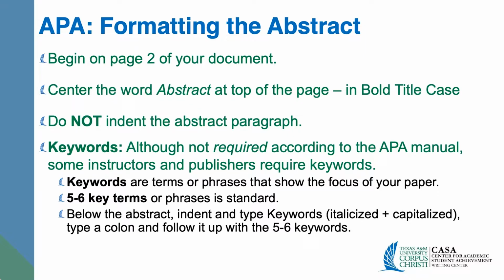Although keywords are not required by the APA manual, your instructors or publishers may require them. However, keywords are just kind of a beneficial tool for the databases that your research shows up in. So these are going to be the key terms that show the focus of your paper. You'll want to choose about 5 or 6 key terms that are really important. You'll put them below the abstract, indented. This is the only line that's indented. And you'll type keywords, italicized and capitalized, with a colon, and then you'll follow it up with the 5 or 6 words.